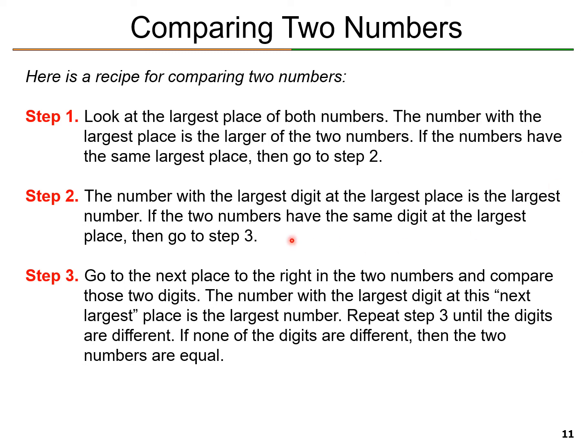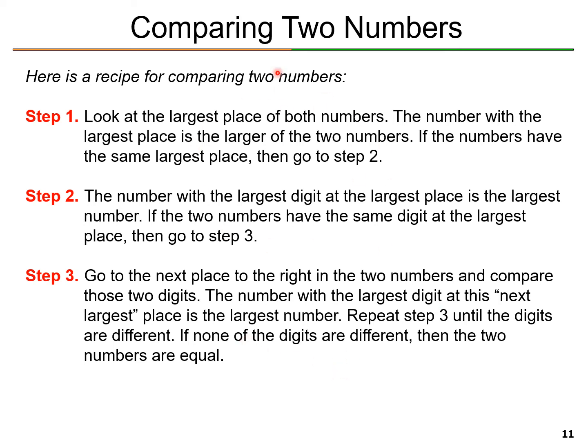The number with the largest digit at the second largest place is the largest number. If the two numbers have the same digit at the second largest place, go to step 3. In step 3, go to the next place to the right in the two numbers and compare those digits. The number with the largest digit at this next largest place is the largest number. So we repeat step 3 until the digits are different. If none of the digits are different, then the two numbers are equal.